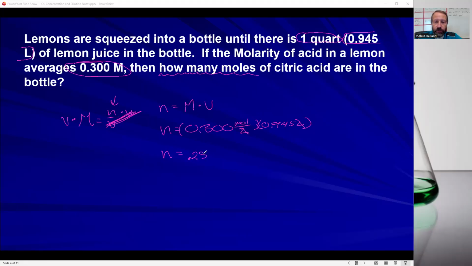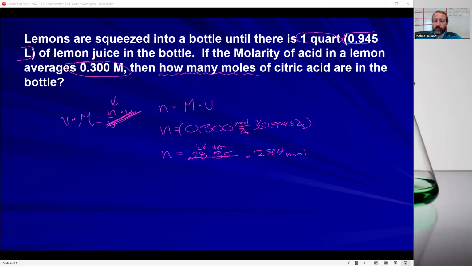Right now I have 2.835, and I'm going to keep 1, 2, 3 sig figs. So the 5 tells me that 3 is going to become a 4. So I'm not going to keep that. I'm going to go 0.284. That's my 3 sig figs. So if I start with 3 and 3, I should end with 3. My label is just moles, plain old ordinary moles, because the liters have canceled. All right, so there is that example.